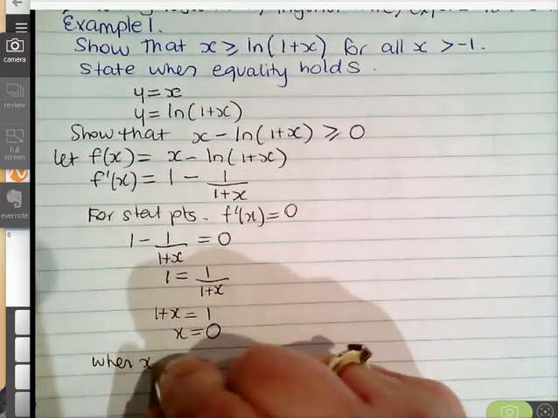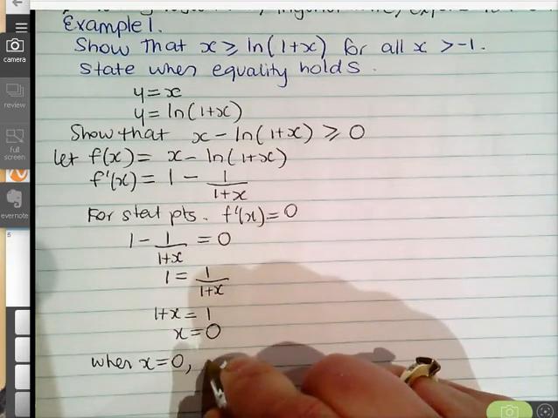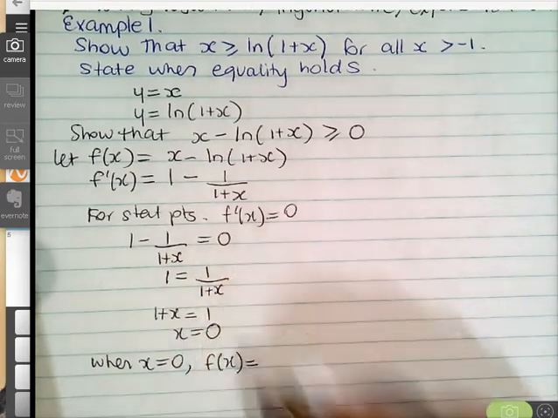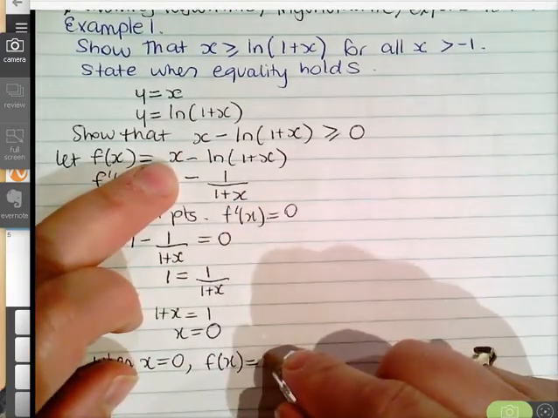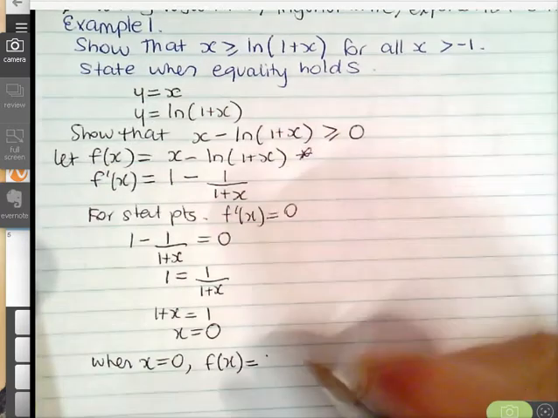So when x equals 0, let's just work out our y value, or our function of x, all right? So when x is 0, function of x is, putting it back up into this function.